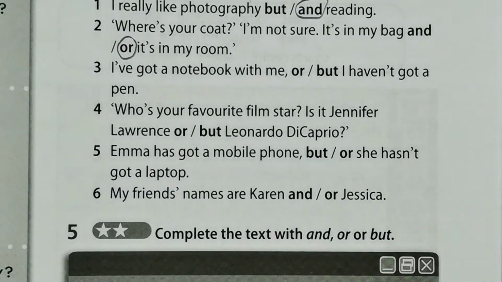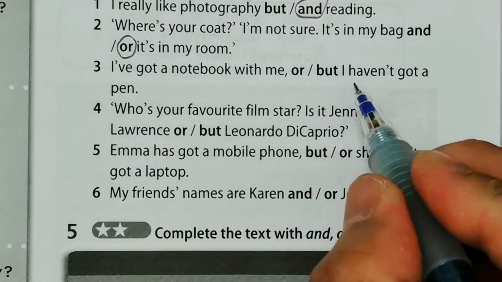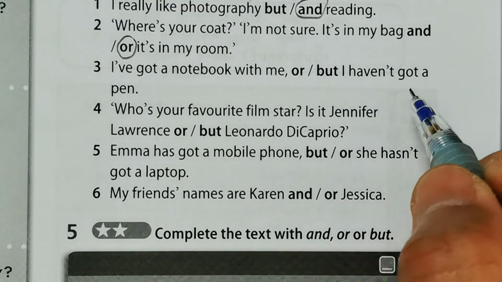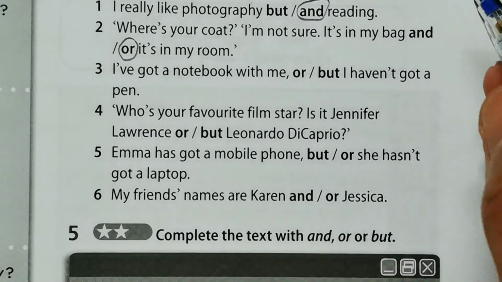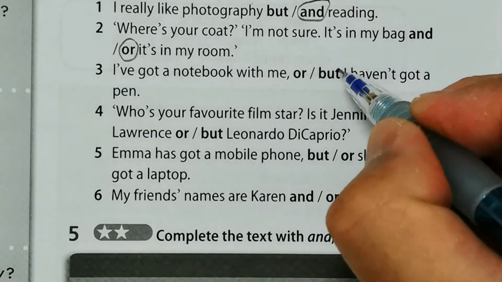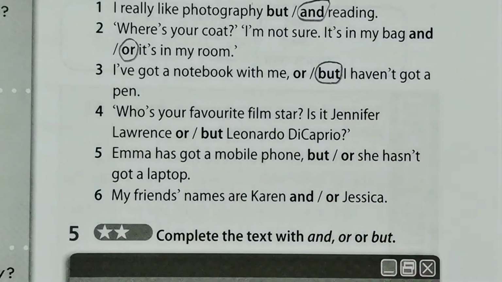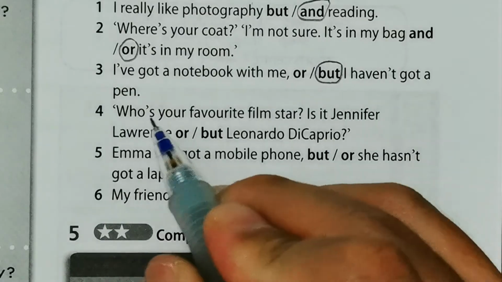Number 3, I've got a notebook with me. I haven't got a pen. So this is from a different group here. So we choose the conjunction but. So I've got a notebook with me, but I haven't got a pen.